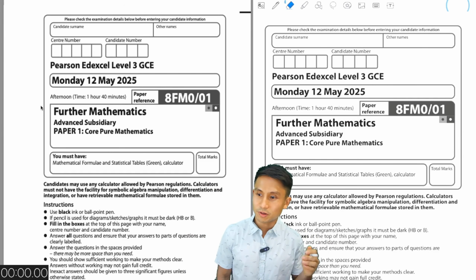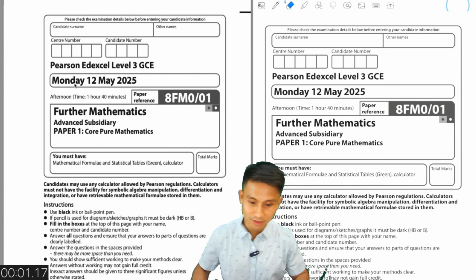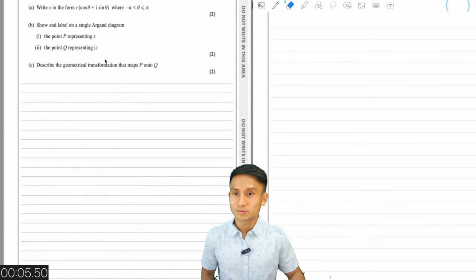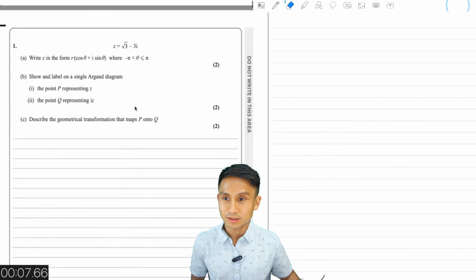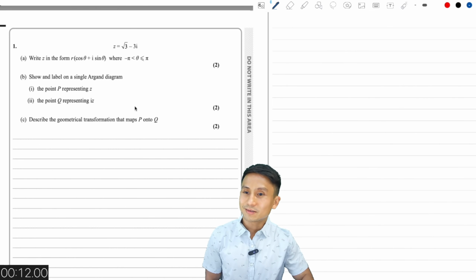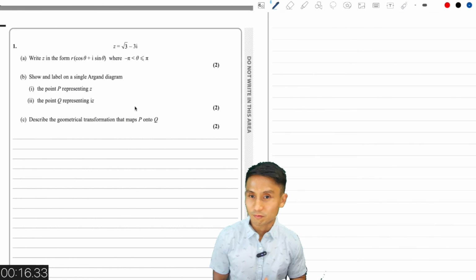Okay, here's the paper and I'm going to start the timer now. Okay, let's get going. I'm going to write on the right side here, and this is the paper I'll be looking at so you guys can see too. Number one, write z in the form r cos theta plus i sin theta. So that's called a polar form.